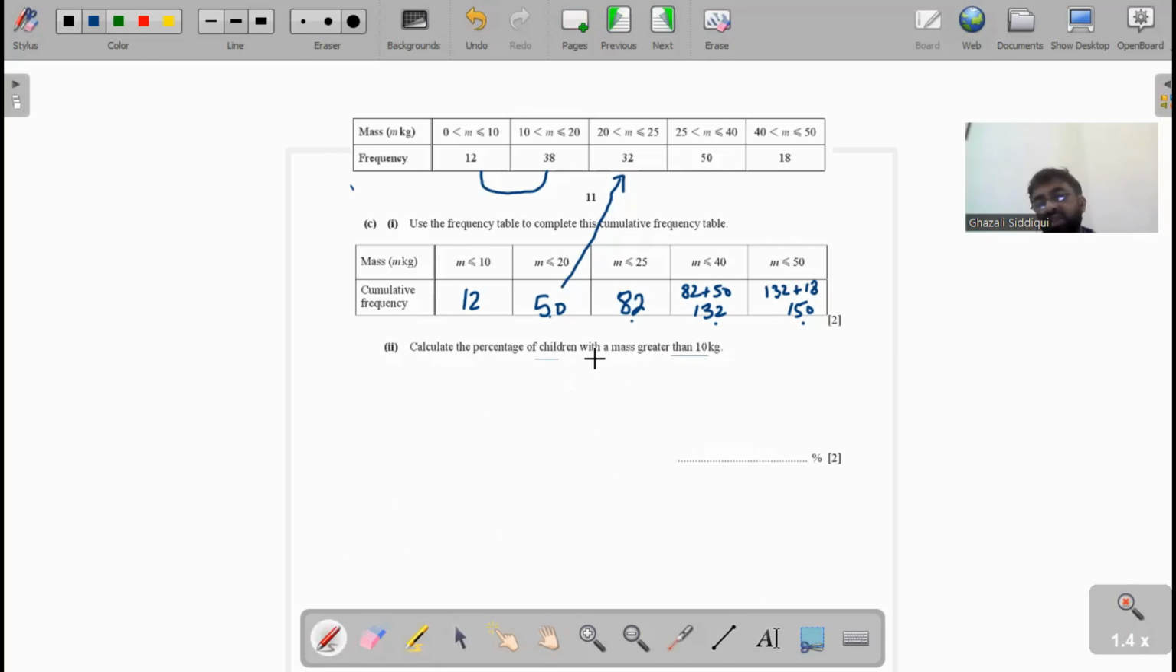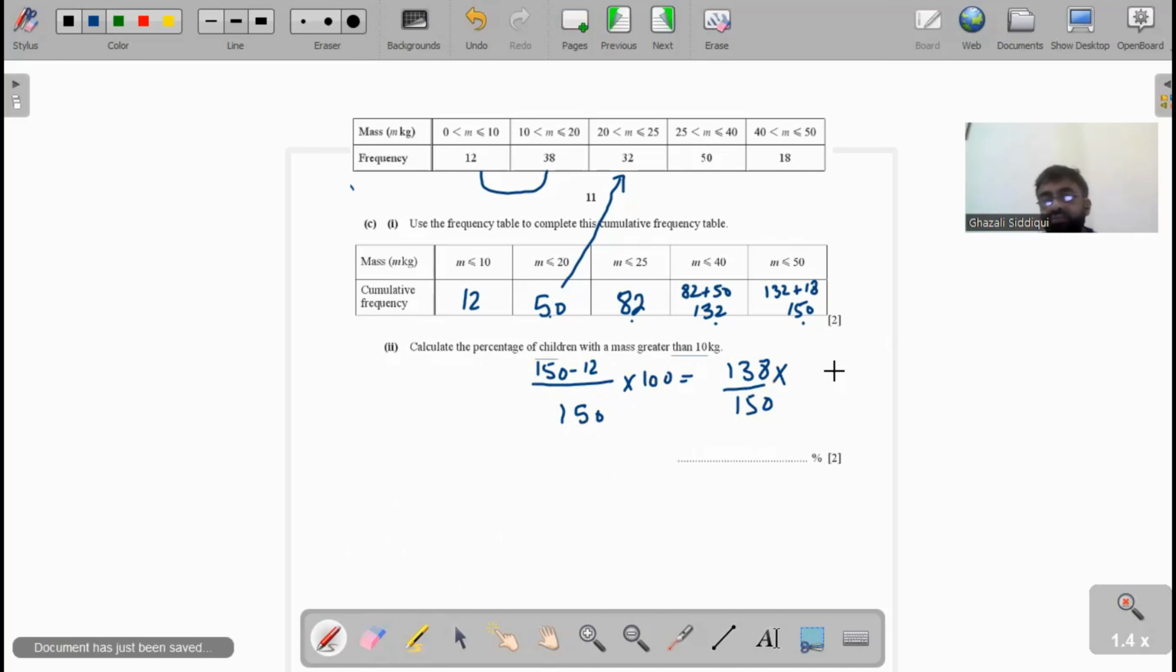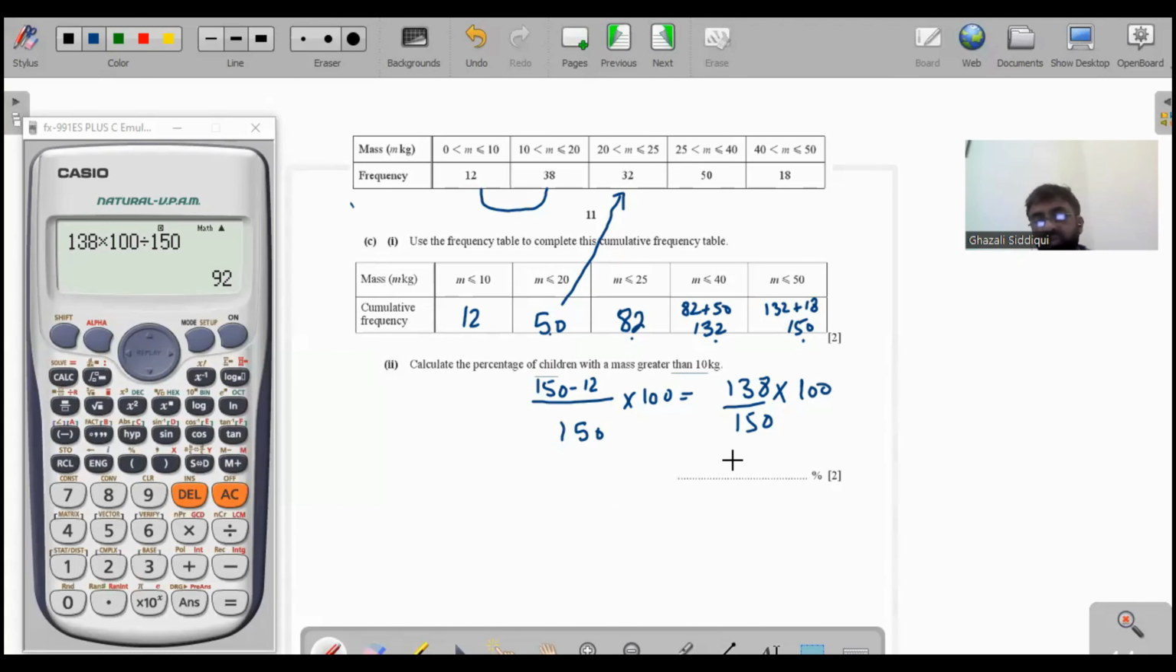Calculate the percentage of children with a mass greater than 10 kg. It will be equal to 150 minus 12 over 150 multiplied by 100. That is equal to 138 over 150 multiplied by 100. The answer is equal to 92%. This is the answer.